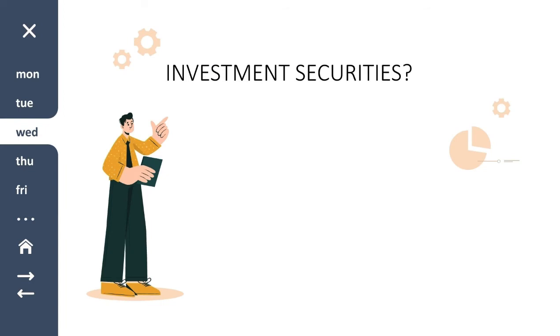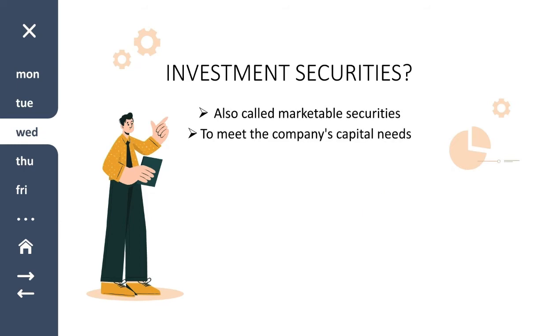Companies invest assets in investment securities, also called marketable securities, to meet companies' capital needs. They can provide opportunities for outsiders to be able to invest in their company. This will make the company get enough capital, of course, with various applicable provisions. And then investment securities can be in the form of either debt or equity.